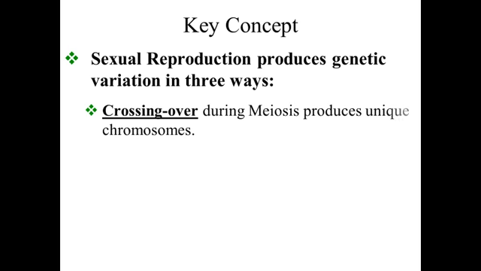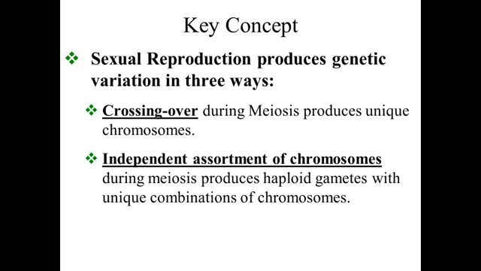Okay? So here's an important piece to know: sexual reproduction produces genetic variation in 3 different ways. And yes, you will need to know these 3 different ways. First of all, crossing over produces unique chromosomes. So when crossing over happens, we get 4 unique chromosomes. Also, the independent assortment of chromosomes. During meiosis, the gametes end up with unique combinations.